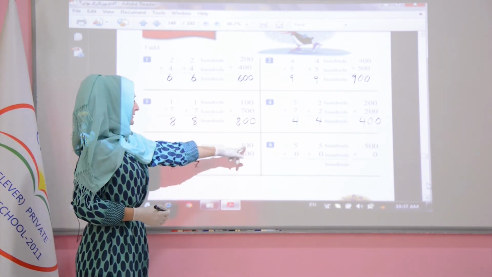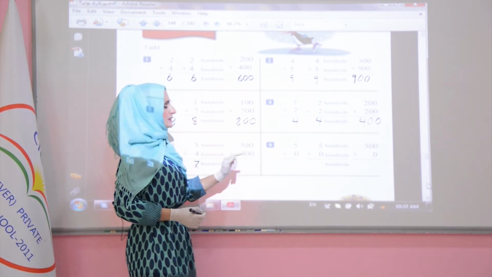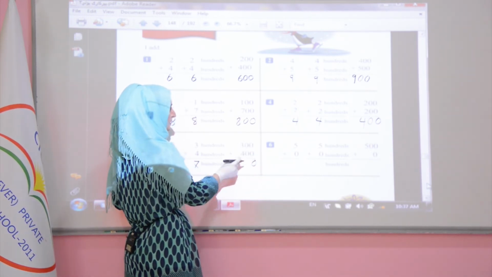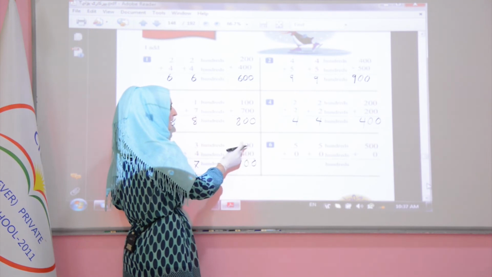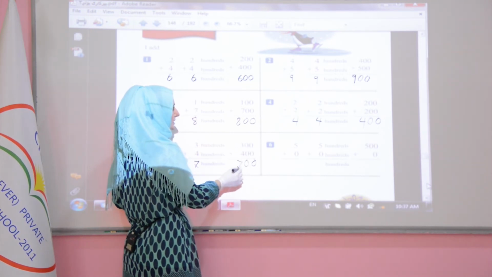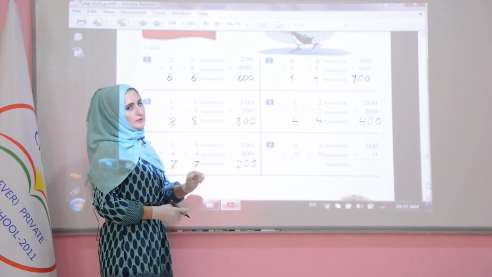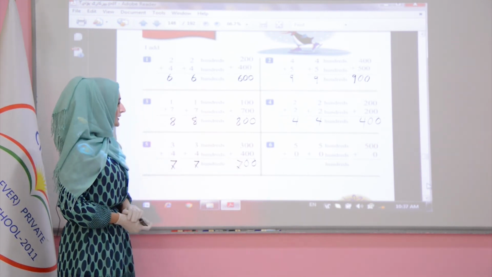If you have by number, 0 plus 0 equal to 0. In tens, 0 plus 0 equal to 0. 3 plus 4 equal to 7. So 300 plus 400 equal to 700.